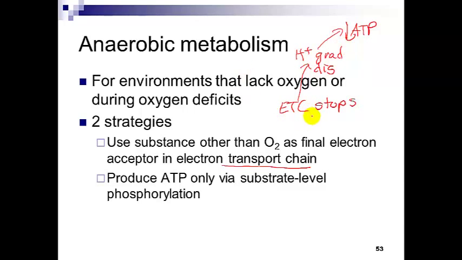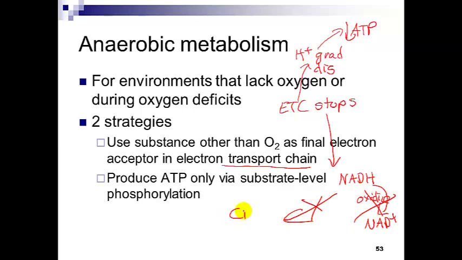But that also causes a backward effect as well. If the ETC stops, what happens is NADH is stuck in its reduced form. Right? Because the only way to regenerate NAD+ is to oxidize that NADH. Well, if NADH is waiting for the electron transport chain to free up and it never happens, NADH is stuck.